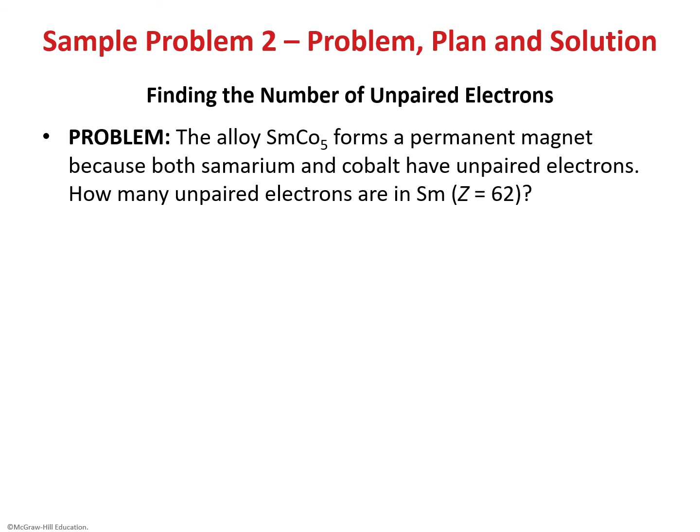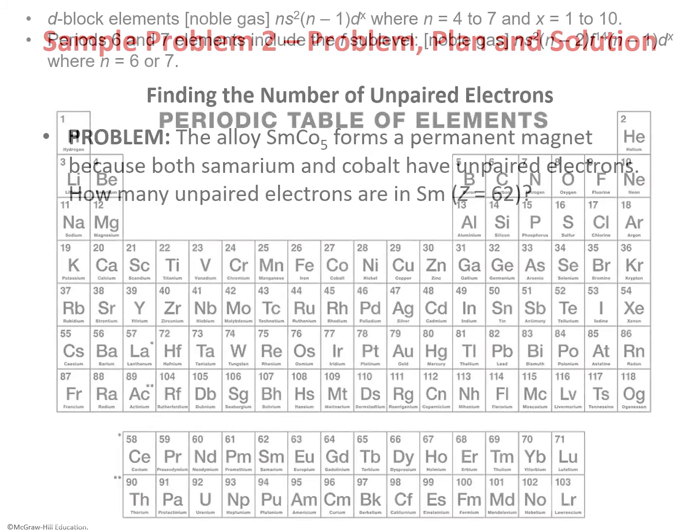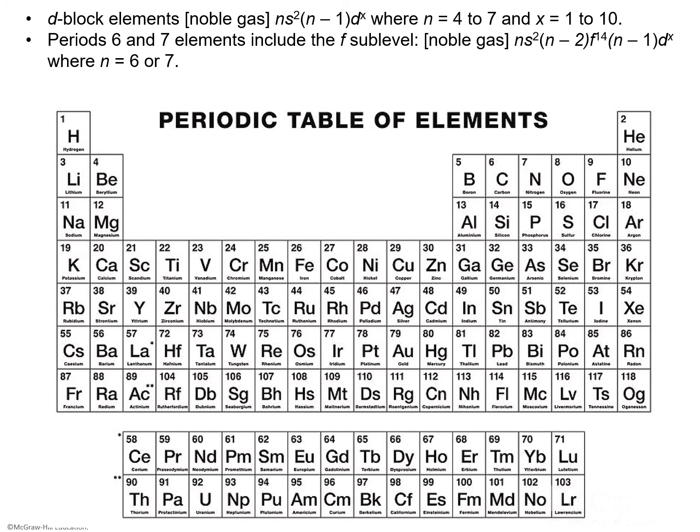Again, how would you find unpaired electrons? We need to write the orbital diagram for that, and for that, we need the electronic configuration, and for that, we need the periodic table. So let's bring our handy periodic table back up. The question was about Sm, so let's go where Sm is. The question told you that Z for Sm is 62, so you can just look for atomic number 62, and this right here is our samarium. Perfect. Now we just have to write the electronic configuration for this.